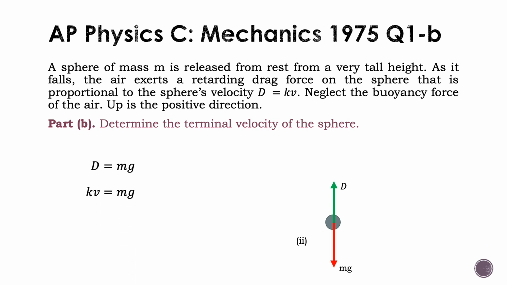The drag force is the same thing as kV. And then I solve for V, and I get that the velocity is the weight divided by that constant. This is probably the easiest and most simple calculation that you'll ever do on a physics exam.